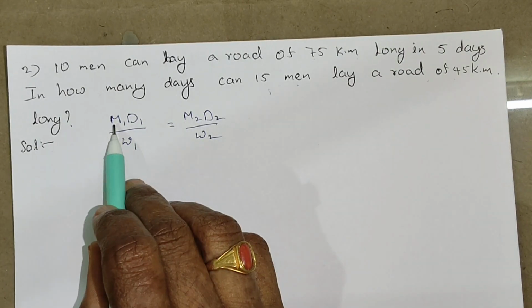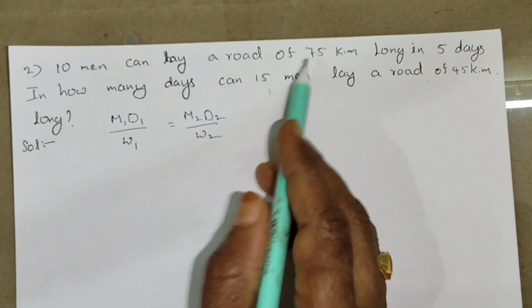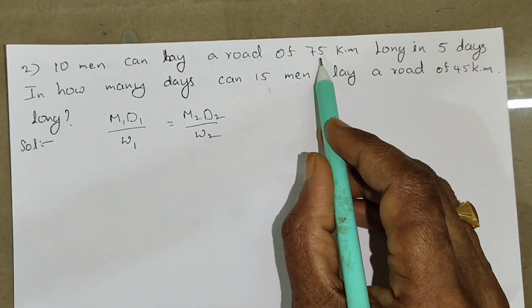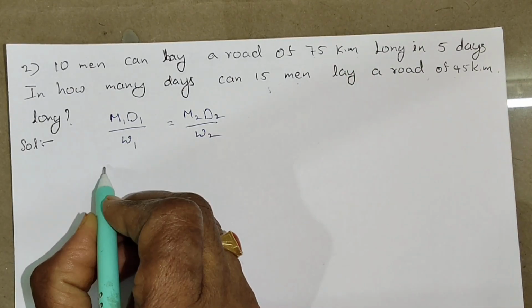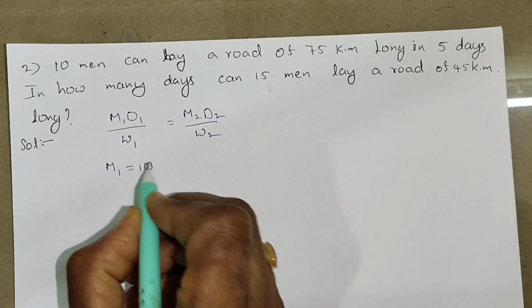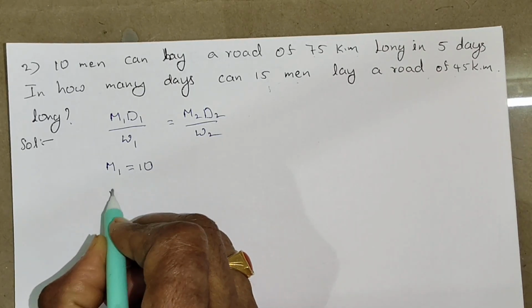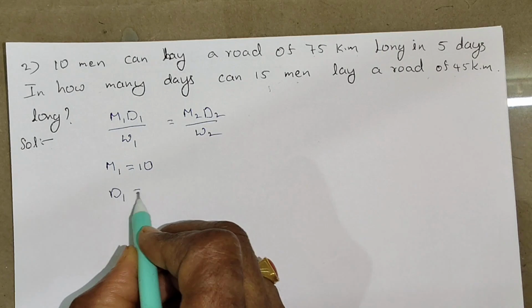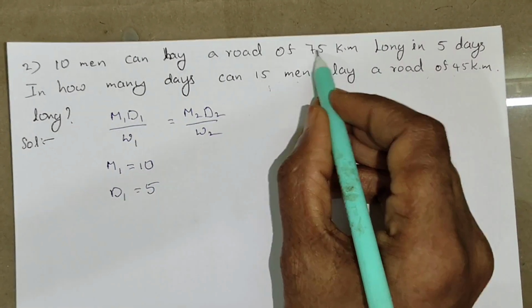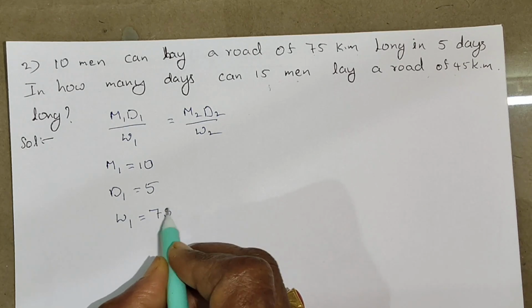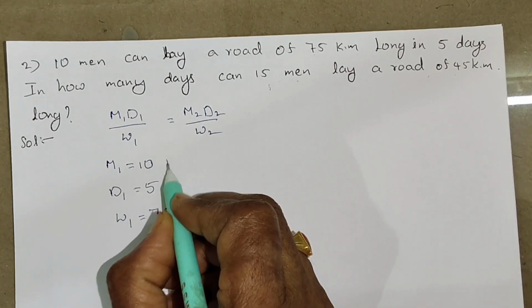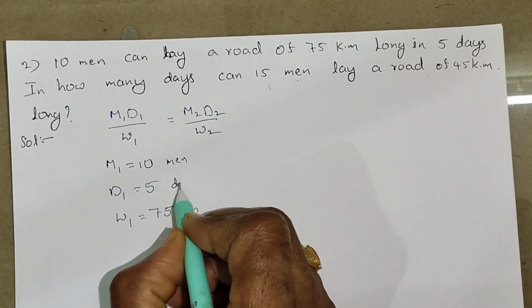W2. Here M is men, D is days, W is the work, 75 kilometers is W1. So we write the values. First, M1 is equal to 10 men, D1 equal to 5 days, W1 equal to 75 kilometers. So here 10 men, 5 days.